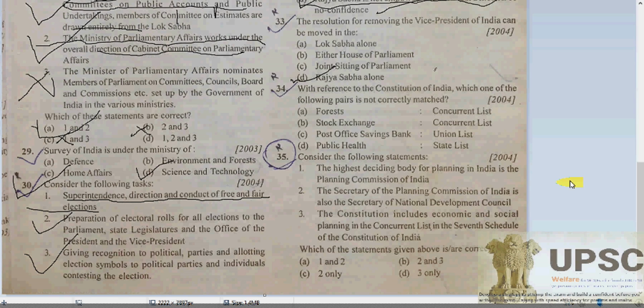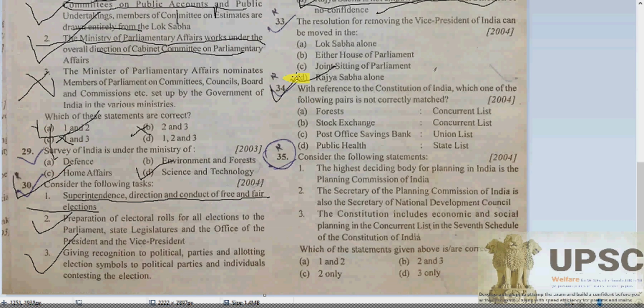D is the answer because it has been declared in Article 67. Remember that it has been clearly mentioned in the Indian Constitution, Article 67, that the Rajya Sabha alone can pass the resolution for the removal of the Vice President of India. So D. Now 34.